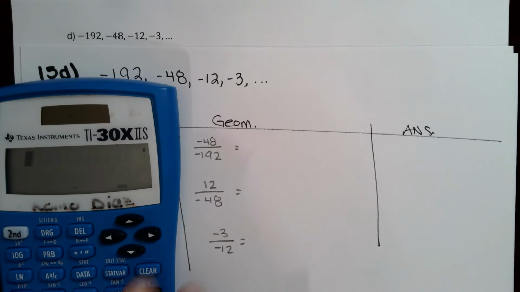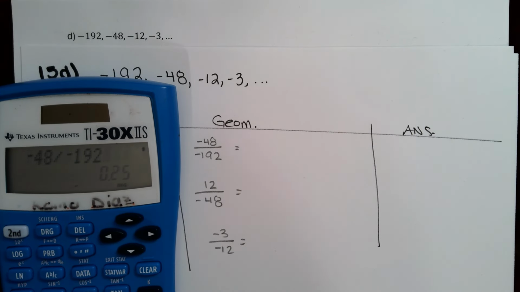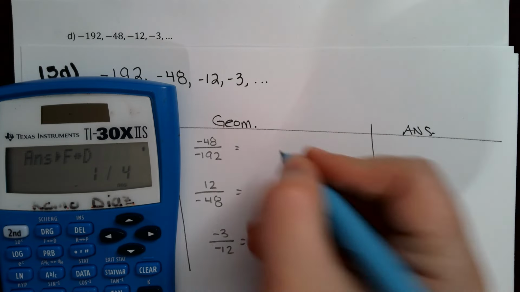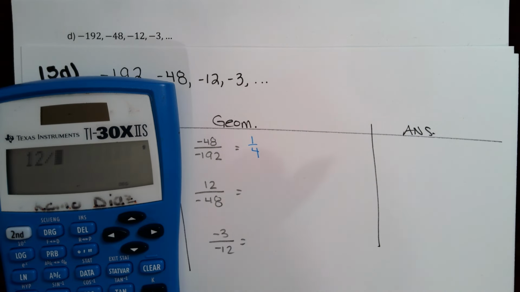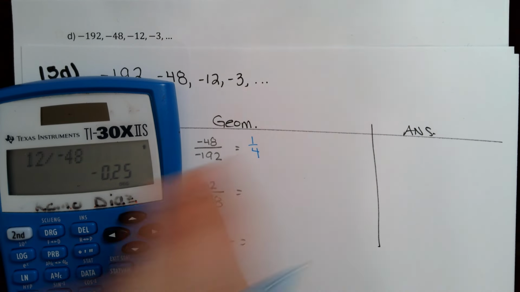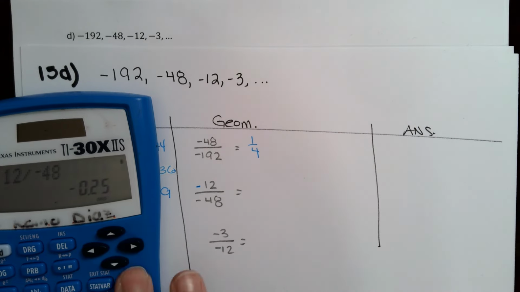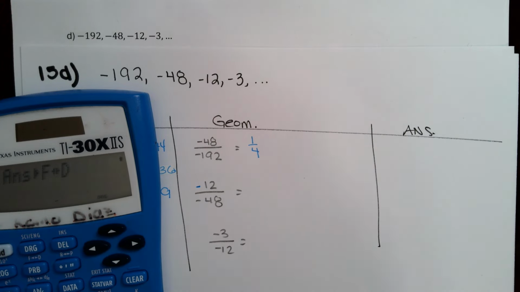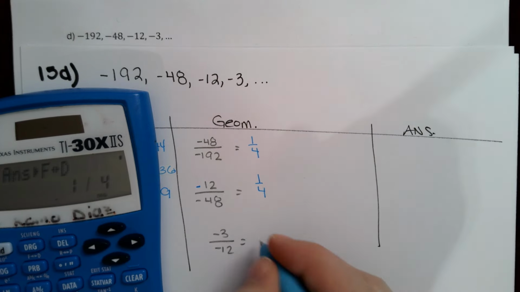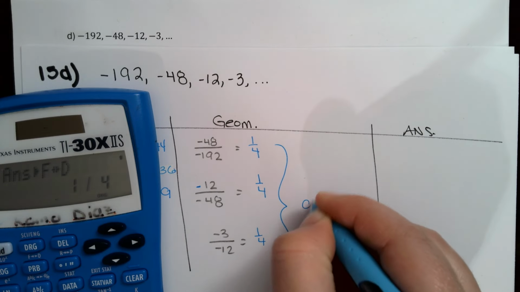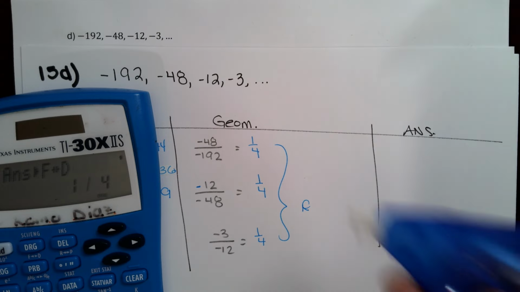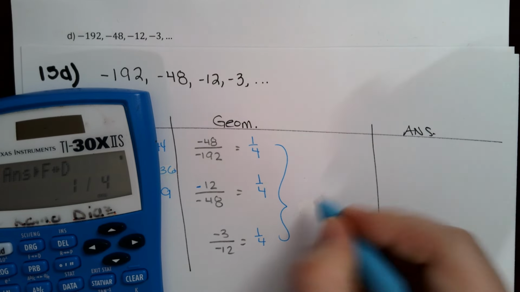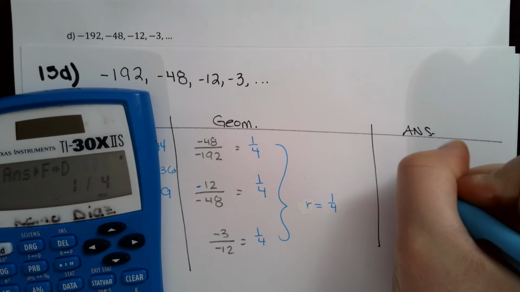Okay, moving on to geometric. Negative 48 divided by negative 192. Again, second PRB, we want this in fraction form. This is 1/4. Negative 12 divided by negative 48, second PRB, we get 1/4 as well. And negative 3 divided by negative 12, second PRB, and we get 1/4. So because we do, yes, have a common ratio, that means our sequence is geometric.